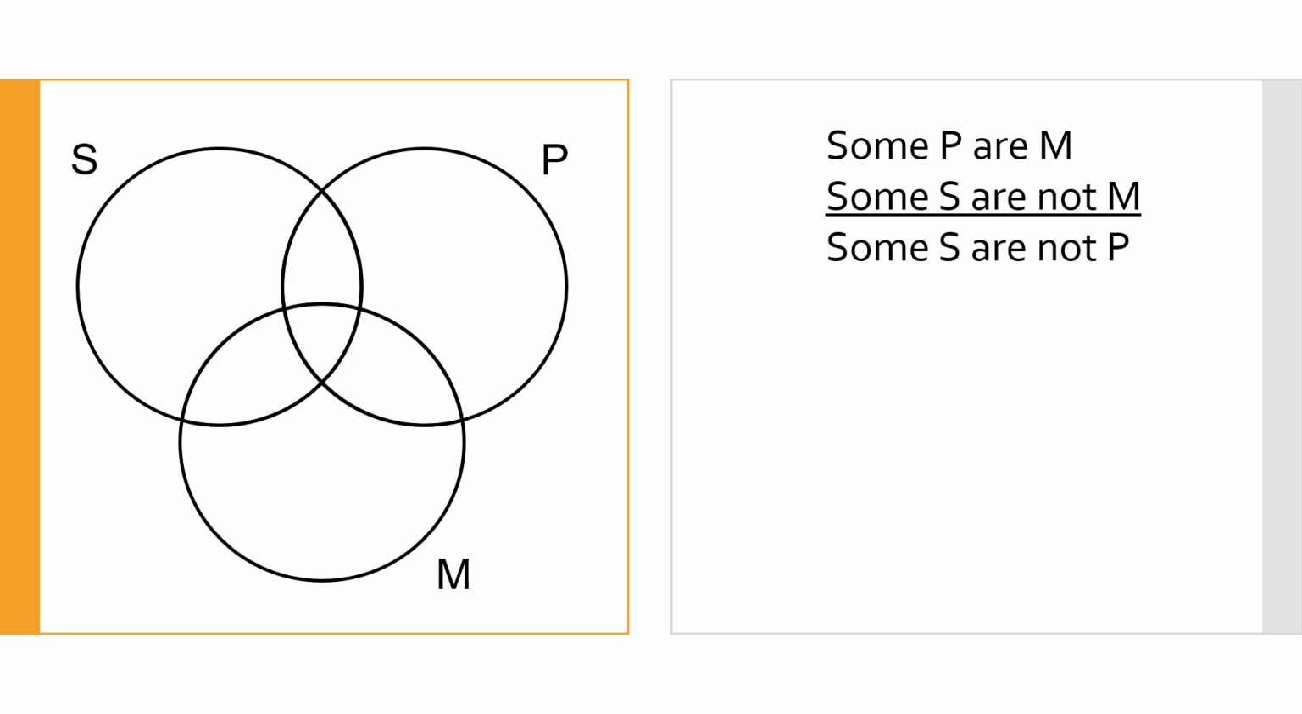Now, the first thing to note about this example is that both of my premises are particular claims. Now, remember the rule we saw earlier dealing with particulars only applies when I have a universal with a particular.